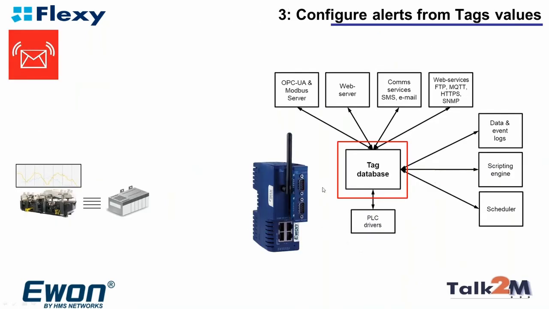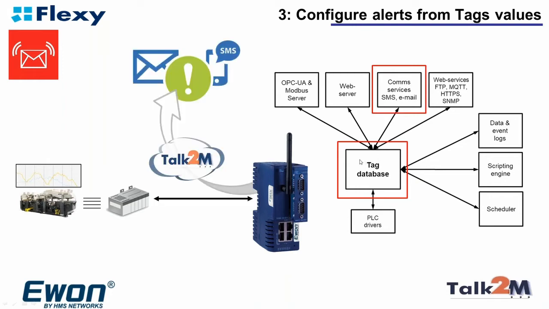Moving on from that, you may want to create some sort of actions from the machine. So you've got your PLC drivers feeding data into your tag database. What you can do is configure alerts within the communication services here, which feed off the tag databases. You'll put thresholds against certain tag values, and when those thresholds are met, you would create some sort of action. The action would be sending an SMS or an email to somebody to alert them that something on this site needs attention.